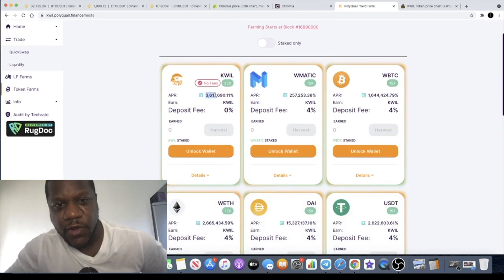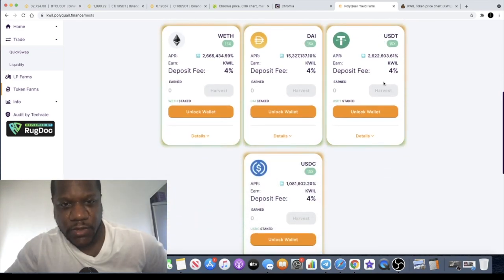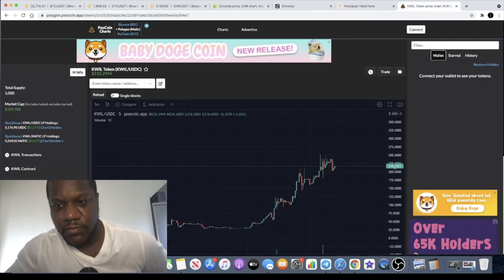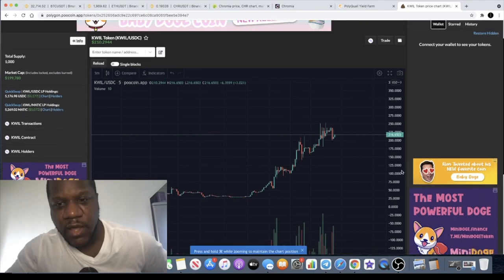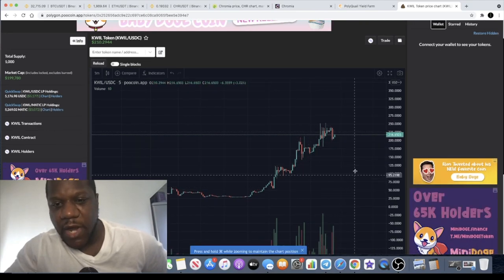For the native token, 3.6 million%. Matic, you can get 257,000%, Wrap BTC, and so on. Definitely competitive rates here. The token's currently sitting at $216 because it has been going to the moon. I'm not in on this token yet. I do want to buy it, especially before the farming starts, but I'm waiting for a pullback.